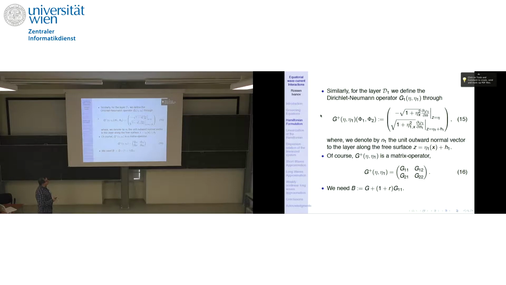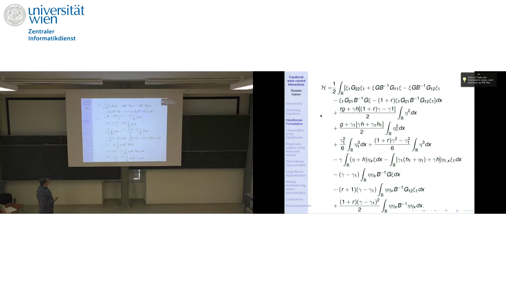Of course, the computations take space and time, but to make the long story short, this is the Hamiltonian written in terms of these Hamiltonian variables, and also in terms of these Dirichlet-Neumann operators that so far we don't know what they are, and we have various constants here that are related to the physical constants of our system. So it's quite a cumbersome expression.